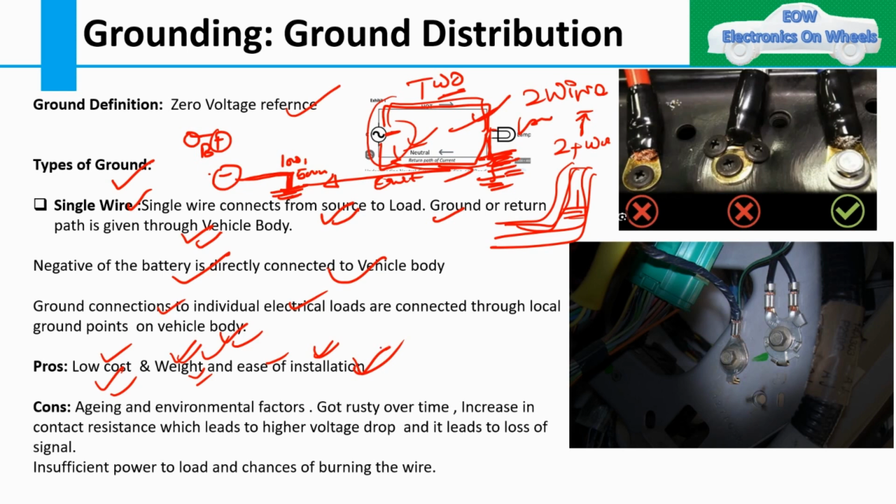And I want to tell you, most of the time the single wire ground topology is used in all vehicles. What are the cons?